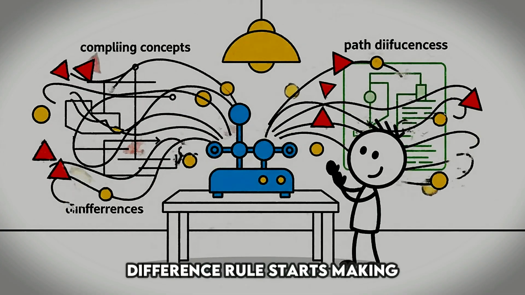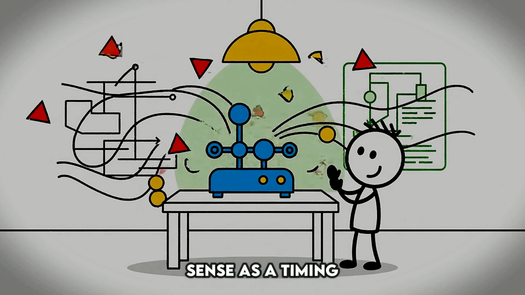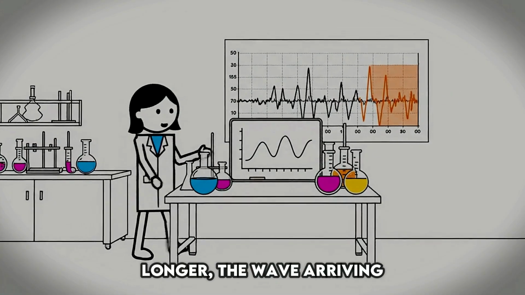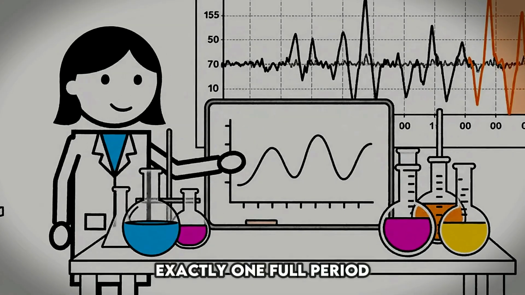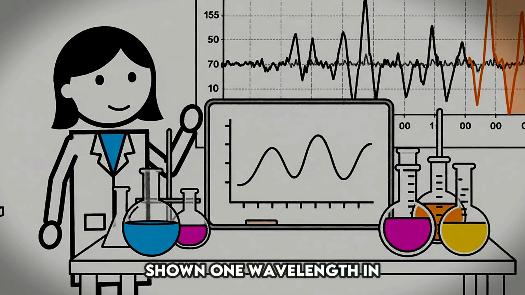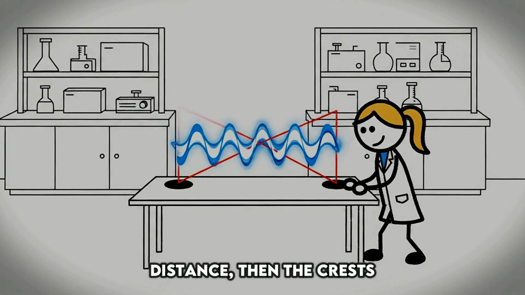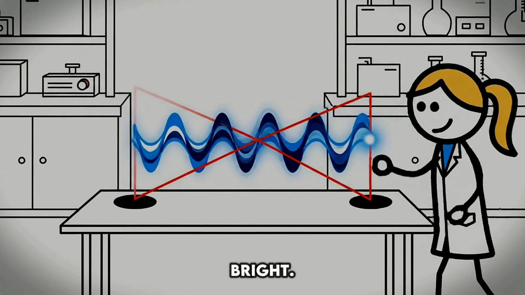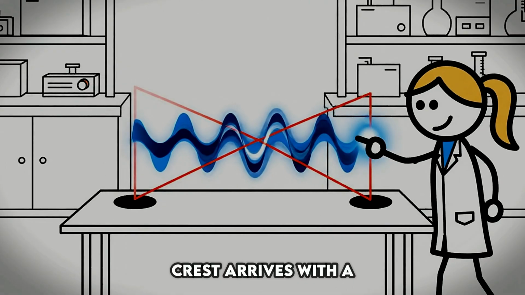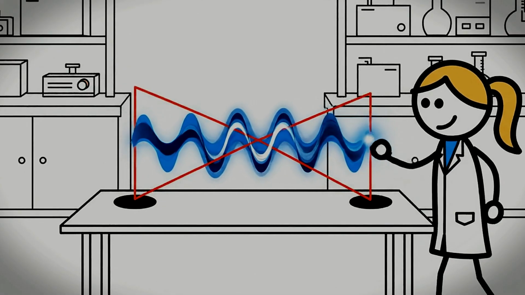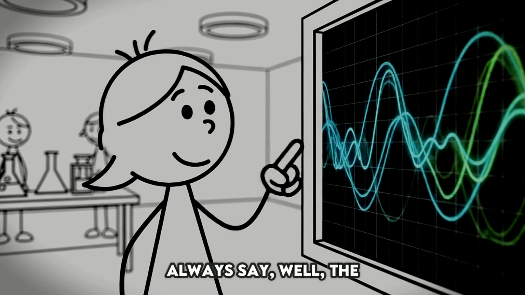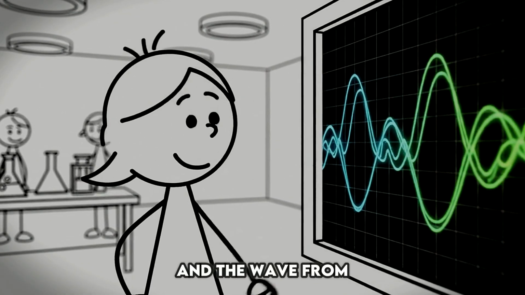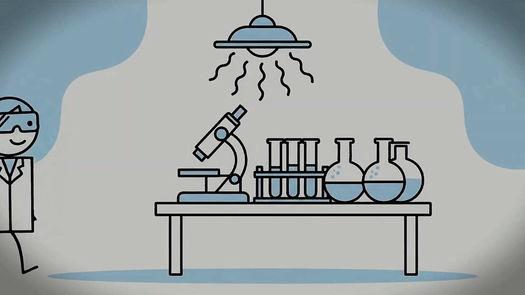And suddenly the path difference rule starts making sense as a timing rule. If one path is longer, the wave arriving from that path is delayed. If the delay is exactly one full period, shown as one wavelength in distance, then the crests arrive together, bright. If the delay is half a period, a crest arrives with a trough, dark. So far, so good. But it's still too easy because you can always say, well, the wave from slit A and the wave from slit B overlap at the screen.